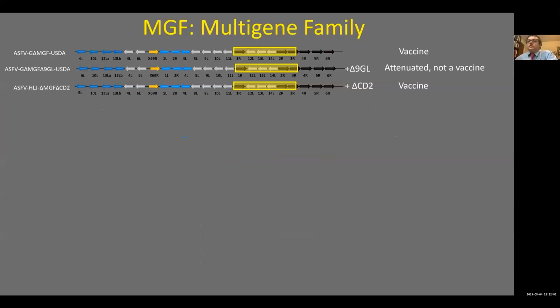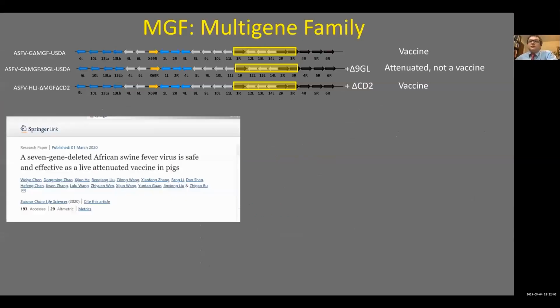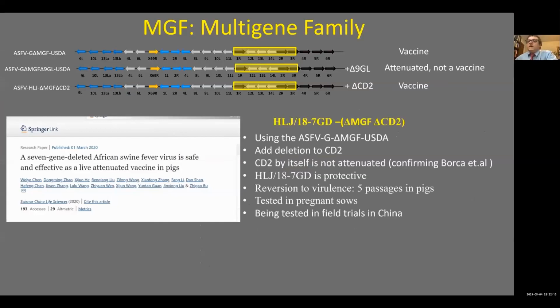Another deletion in this area was reported here by Chen et al. And this is taking the MGF deletion from the USDA vaccine platform and adding a deletion of CD2. In this report, it also confirmed our report that CD2 by itself did not attenuate the virus. However, the 7-gene deleted ASF is protective. In this report, they tested reversion to virulence by 5 passages in pigs. They also tested this platform in pregnant sows, and currently this is being tested in field trials in China.